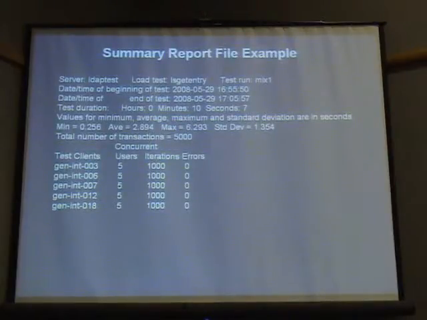Any questions about this report? This text report. One of the things to watch out for: a lot of people want to take the total number of transactions here, 5,000, and multiply times the average and try to see if it matches the duration of the test. The problem with that is that you've got concurrency going on, so that doesn't work. A lot of people make that mistake.